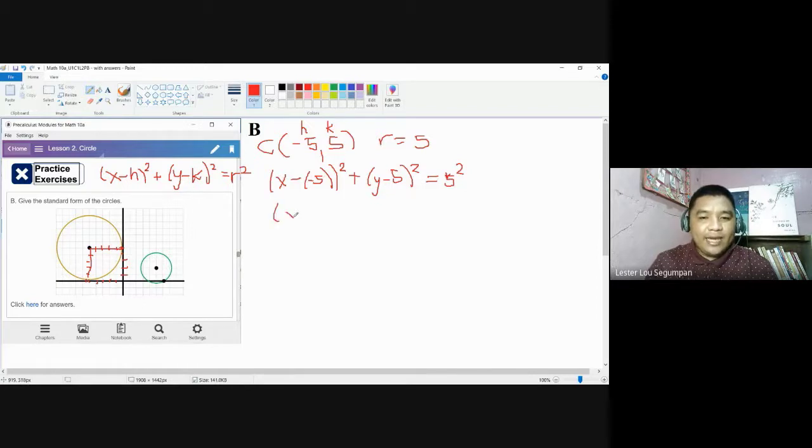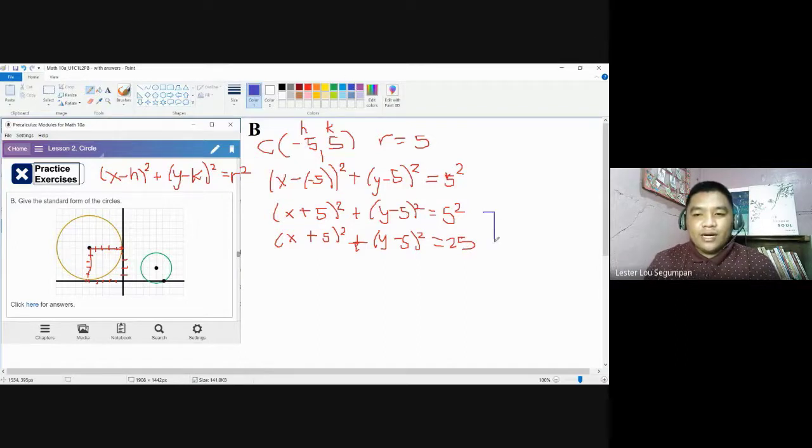You will have x plus 5, squared, plus y minus 5, squared, equal to 5 squared. Or if you would like to simplify this side, you may have x plus 5, squared, plus y minus 5, squared, is equal to 25. Both of these forms are acceptable and are correct for the gold colored circle here.